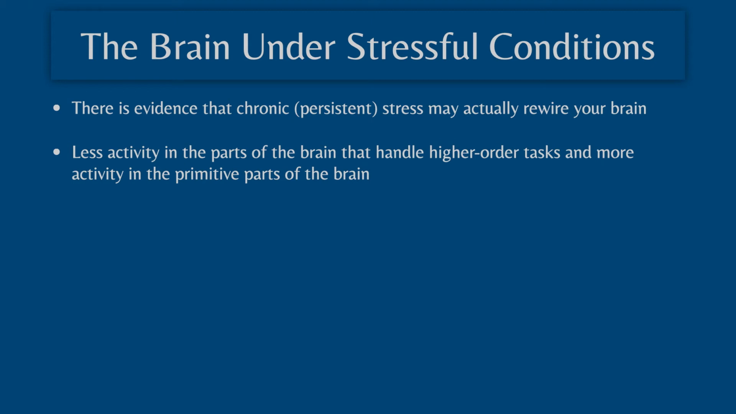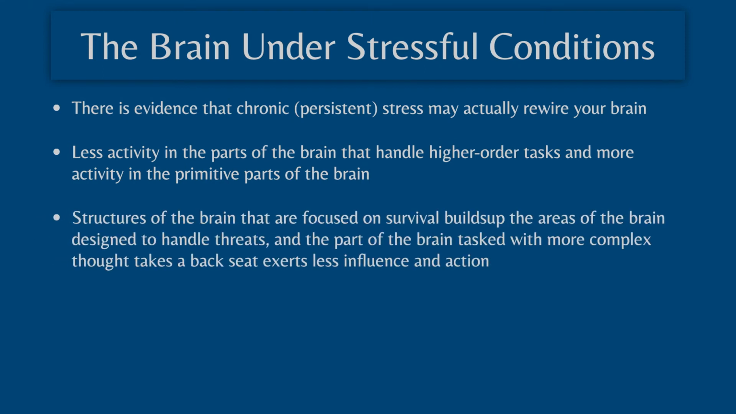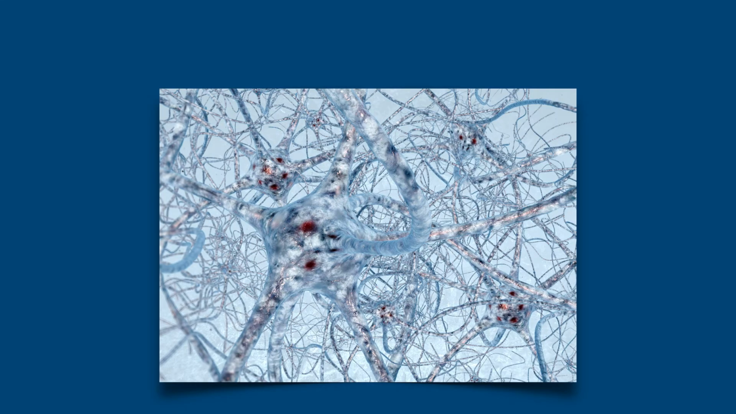This is a lot like what would happen if you were to exercise just one part of your body and not another. The part that was activated more often would become stronger, and the part that got less attention would get weaker. This is what appears to happen in the brain when it's under continuous stress. It essentially builds up in the part of the brain that is designed to handle threats, and the part of the brain tasked with more complex thoughts takes a back seat.